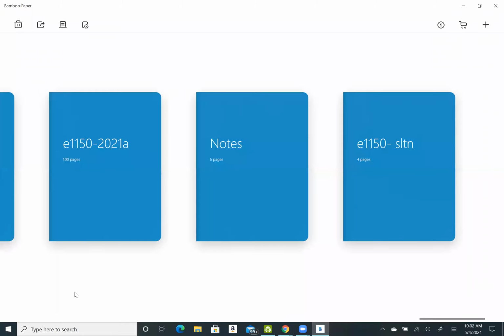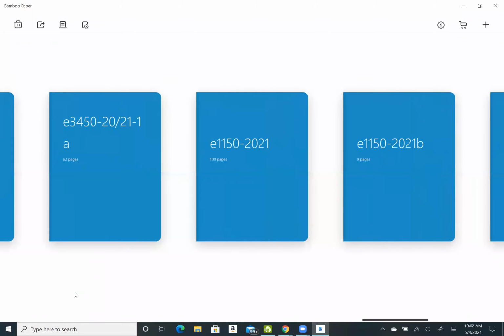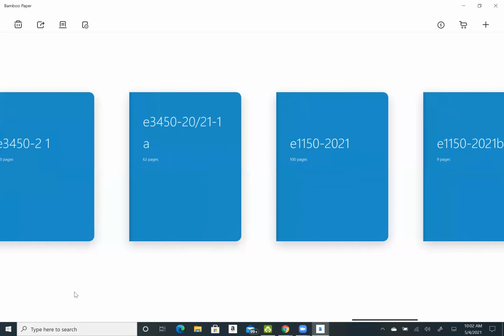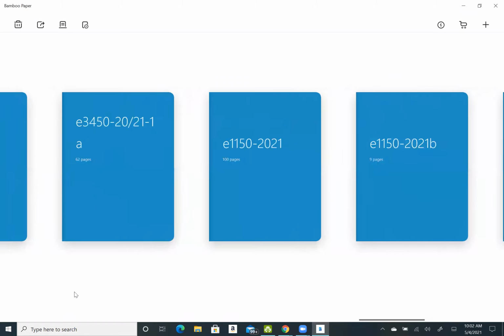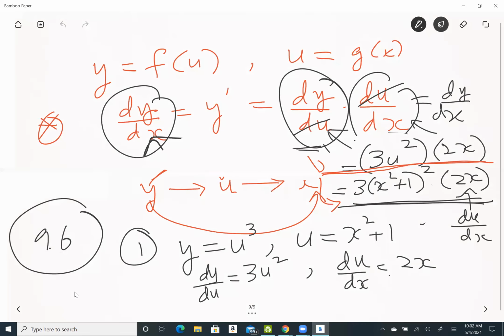Okay, so let's look at application. Now you go back to 9.4, 9.5. We'll see the derivative, the application mainly would be on the marginal. Okay, the derivative, we are looking at the marginal.